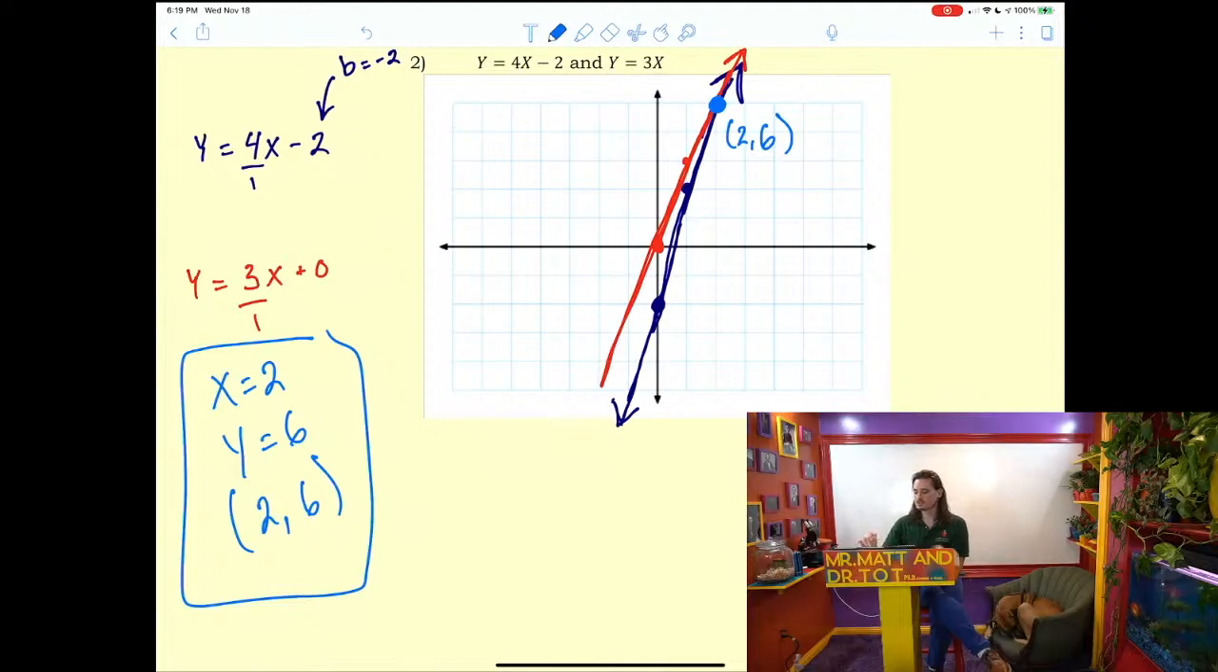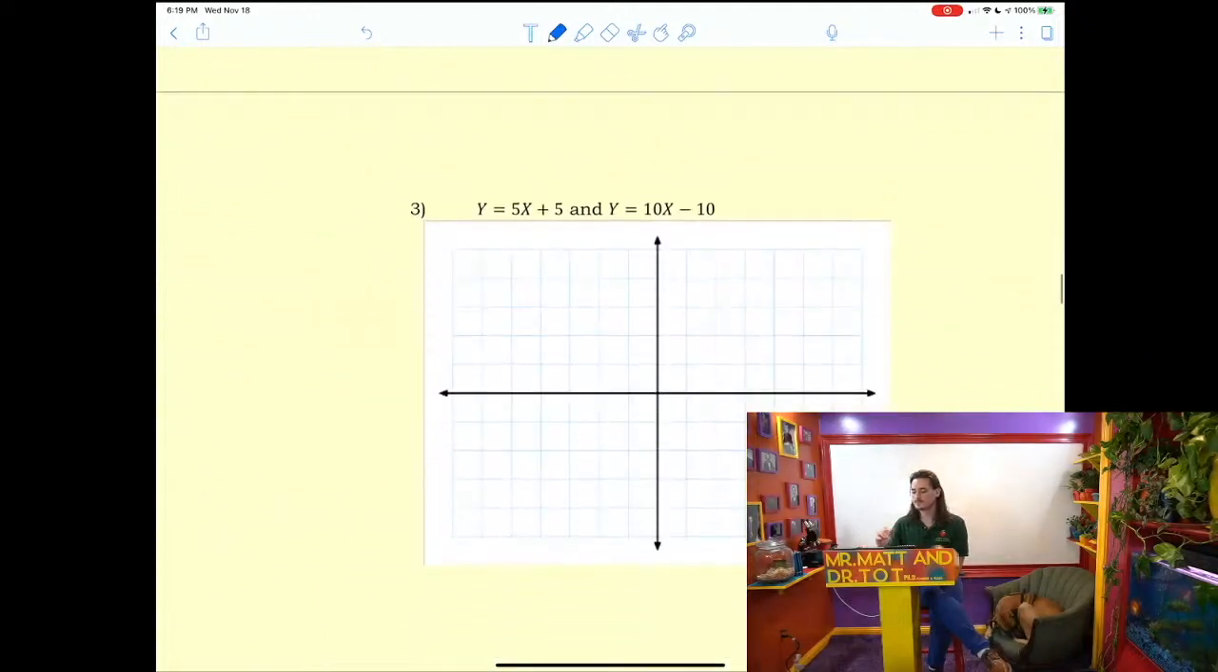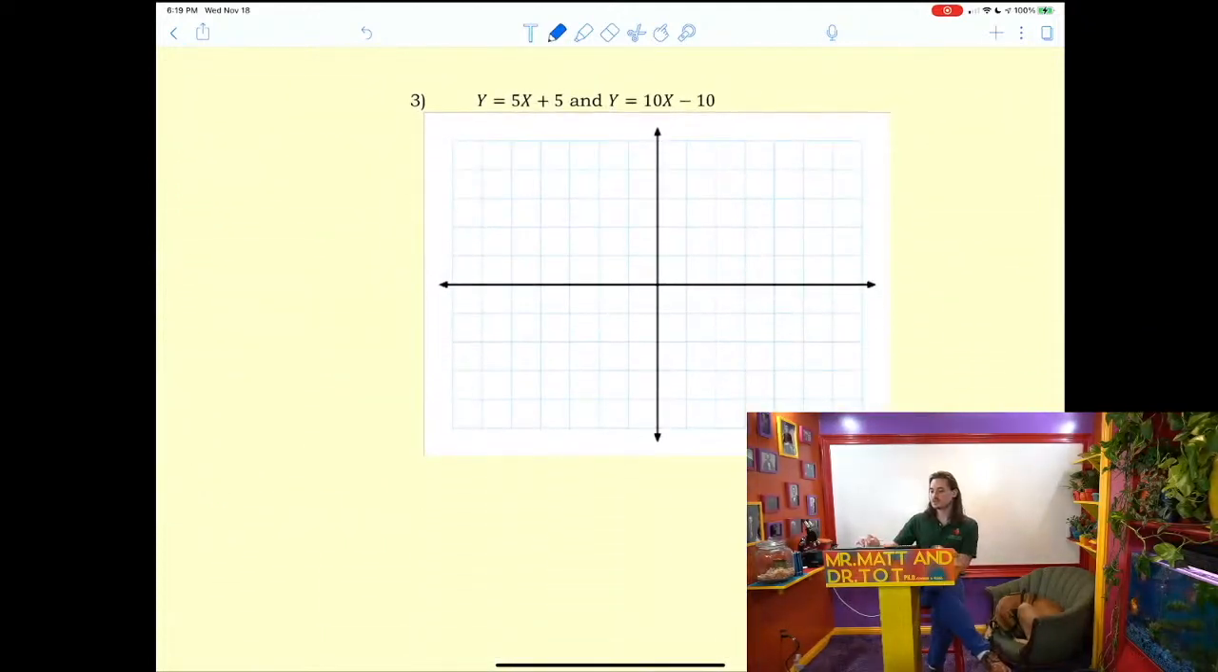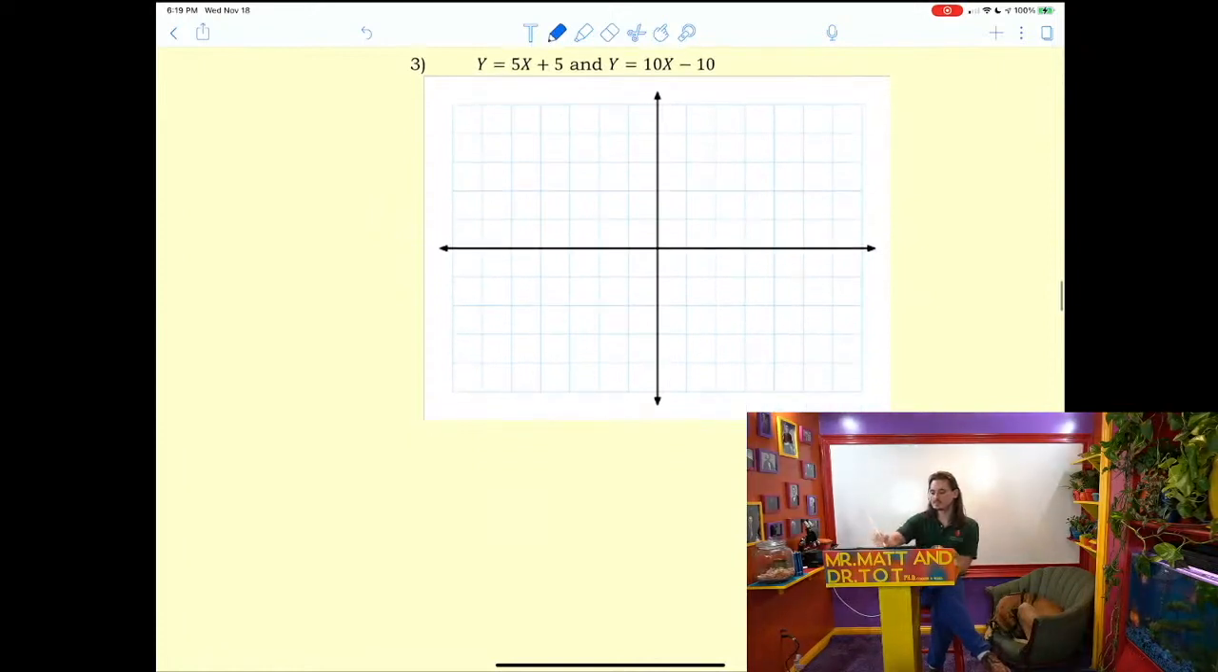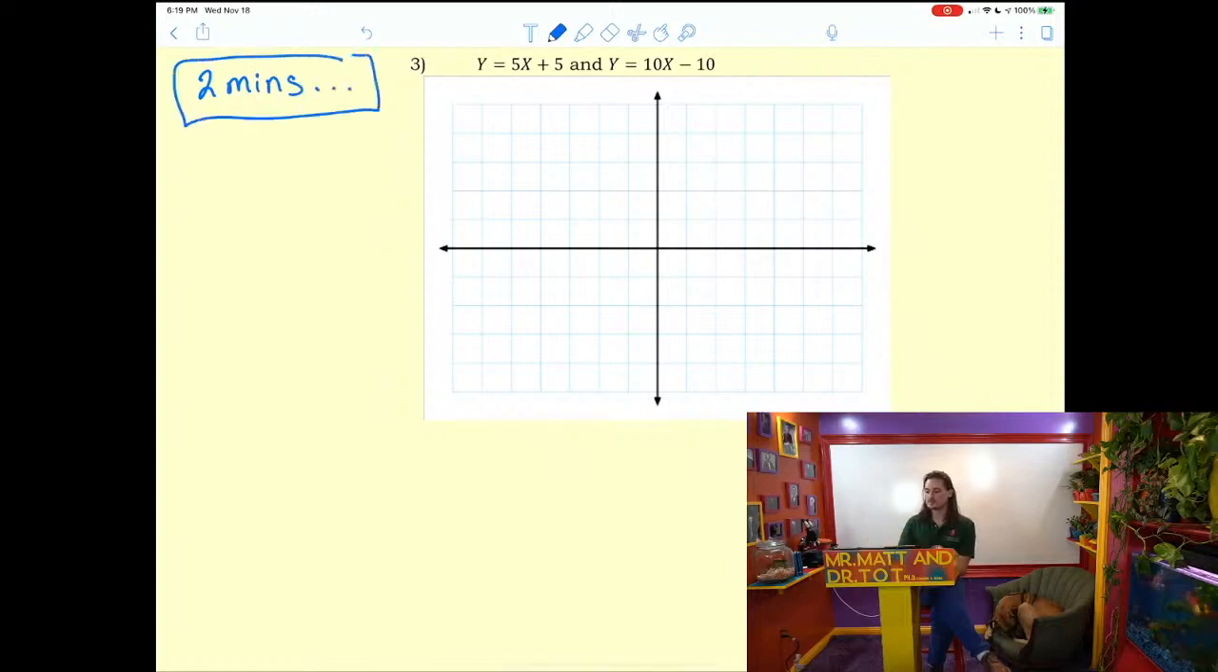If you have any questions, then please let me know. Last one, I'll give you 2 minutes, just for time's sake. I want to make sure that we move along to the other 2 methods. Please look at number 3, and then I'll go through the solution. After 1 minute, I'm going to start to solve just so we can get on to substitution. But 2 minutes, and then I'll give you the solution.